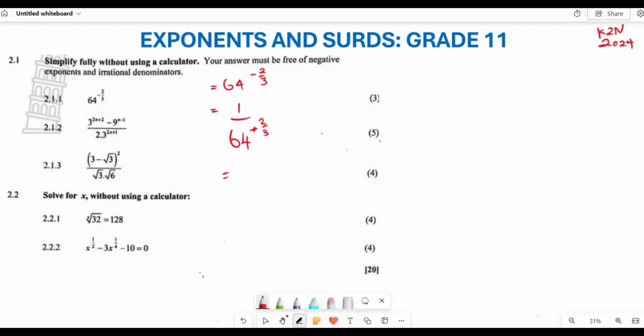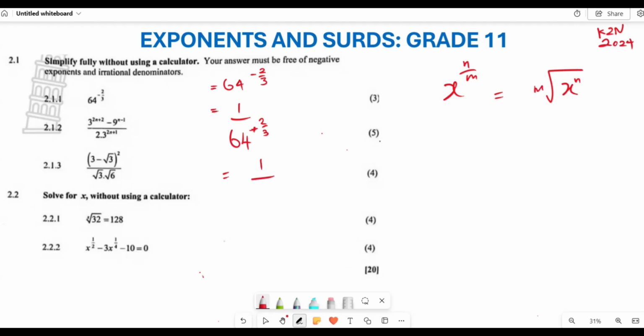Now I can write this back as radical roots. Remember, let's say for an example you have x to the power of n over m. This can be written backward as the mth root of x, to the power of n. Are we together? So that's the same thing that we are going to be doing in here, which means from here this is going to be 1 over.